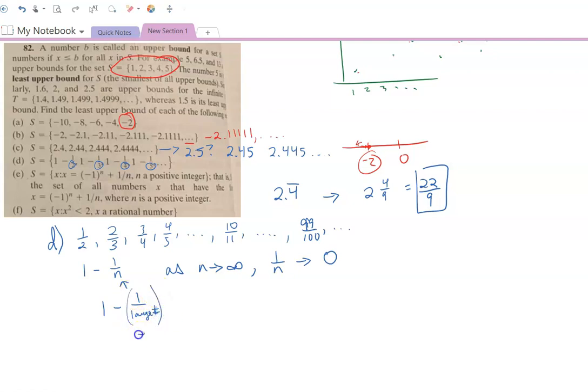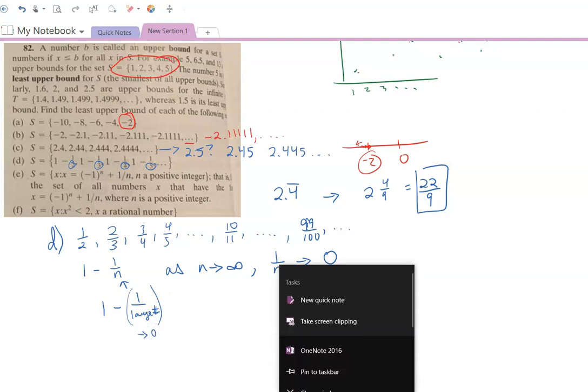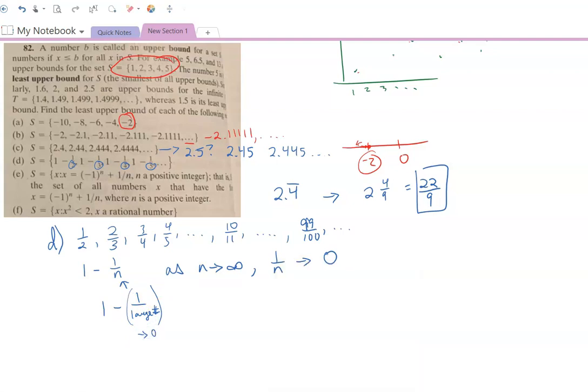But this number approaches 0, meaning we're getting closer and closer and closer to, or let me say, not equal to, I don't want to say that, but I'm going to say that this approaches 1, okay? So the least upper bound for part D is 1, okay?